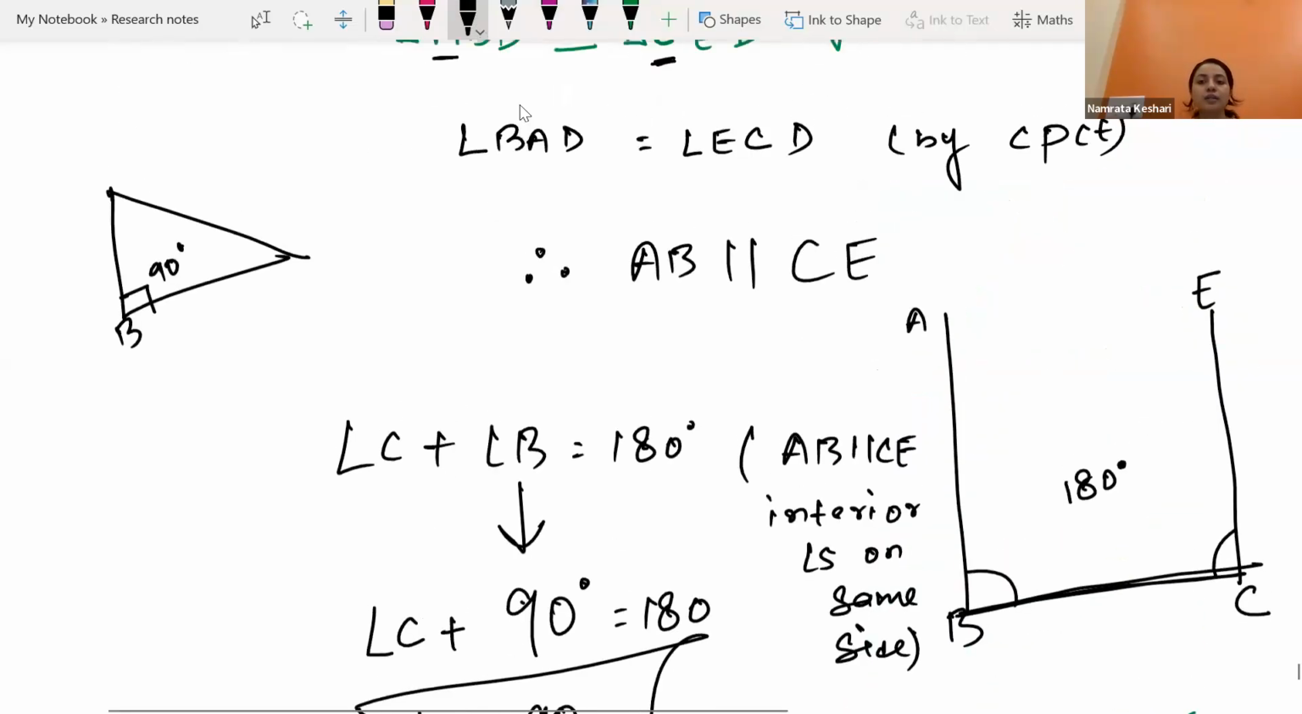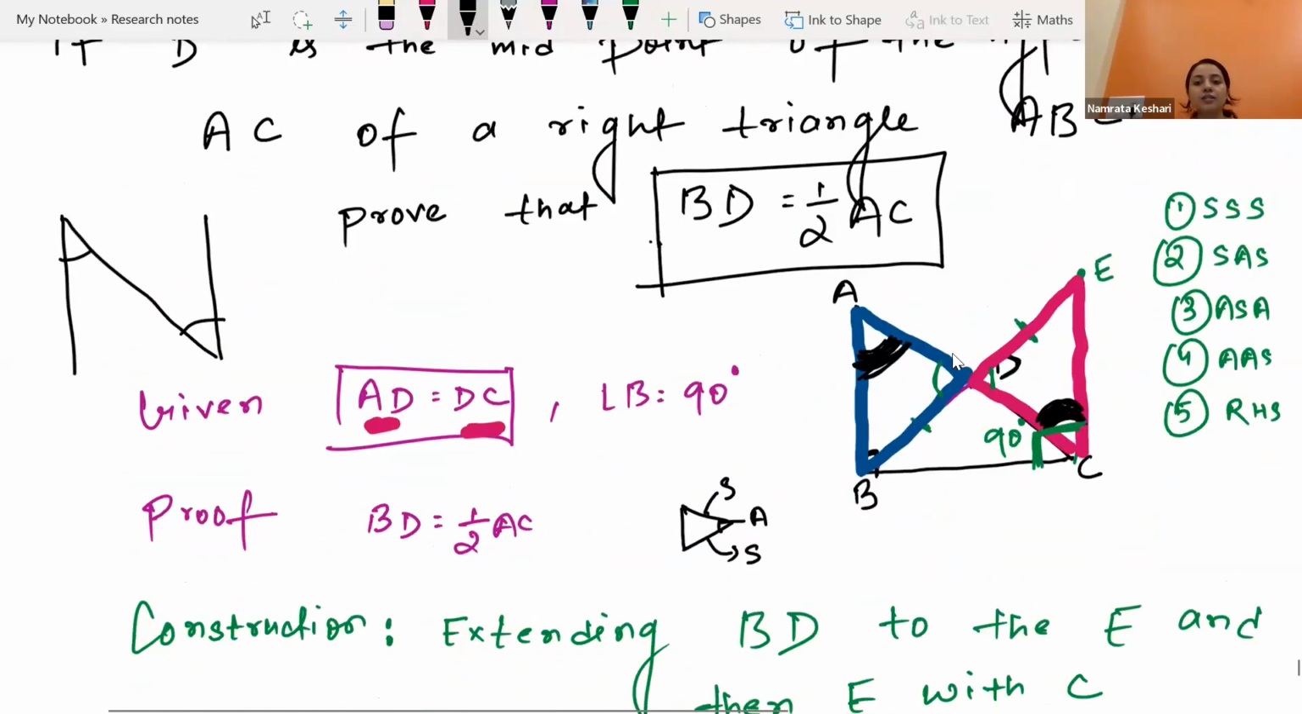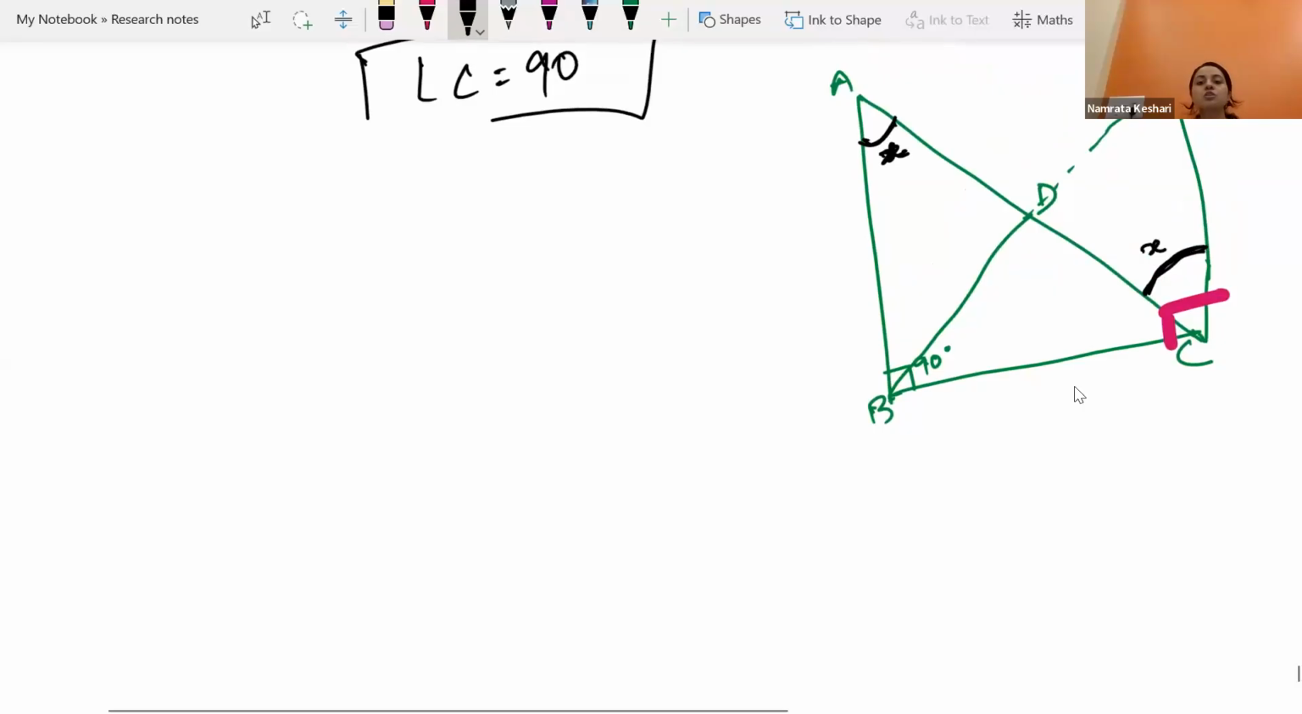So alternate interior angle we have taken. This angle A over here, angle C over there, equal. So suppose these two angles are X and this complete is 90 degree. Then can we say that the remaining angle will be 90 minus X? This remaining, this much will be nothing but 90 minus X. Can we say that? Yes, ma'am. Okay.